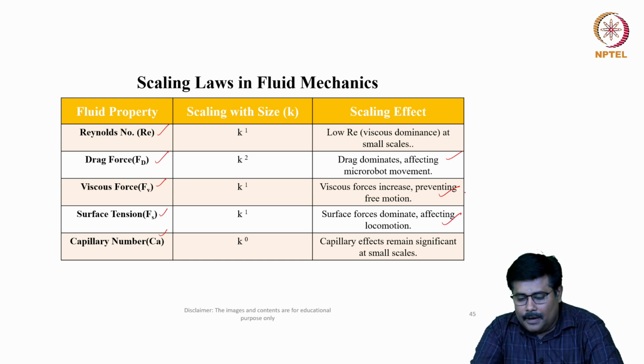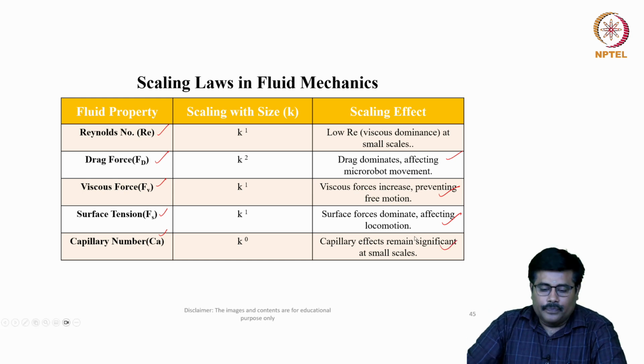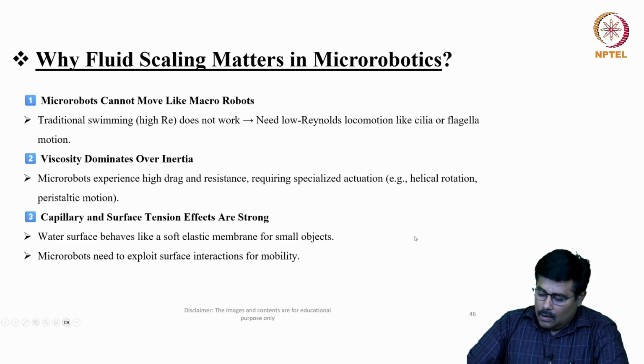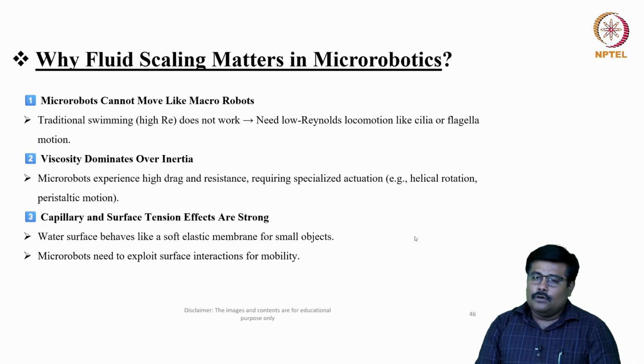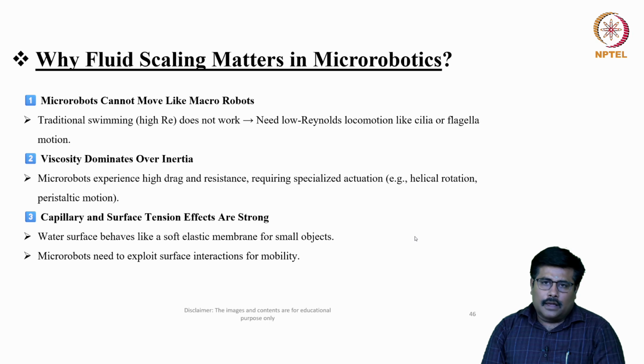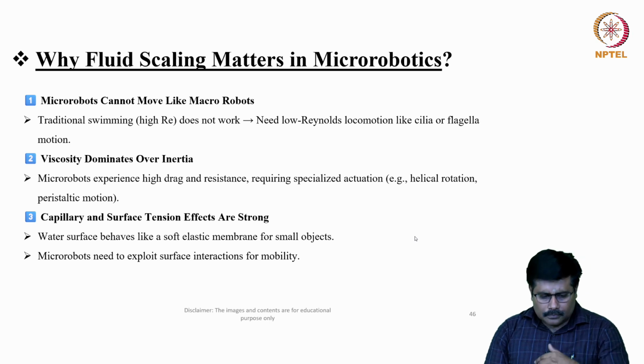When we look into the capillary number, this capillary effect remains significant even at small scales. Now, when we try to correlate fluid scaling matters in micro robotics, these micro robots cannot move like macro robots. So traditional swimming at high Re does not work and requires low Reynolds locomotion, like we have seen with cilia or flagella based motion.